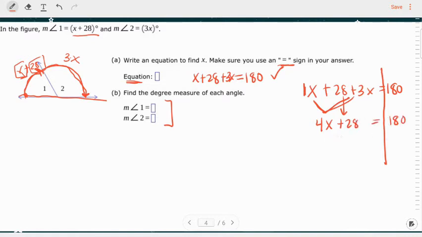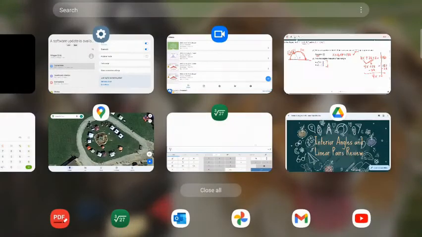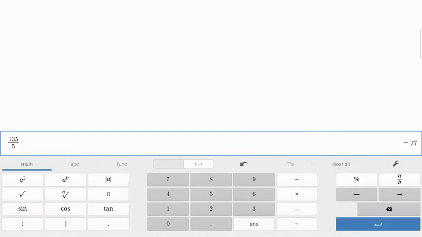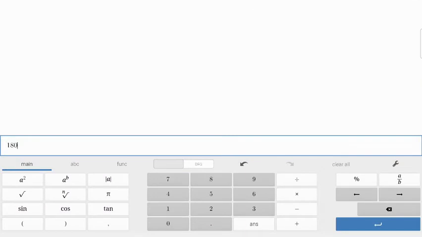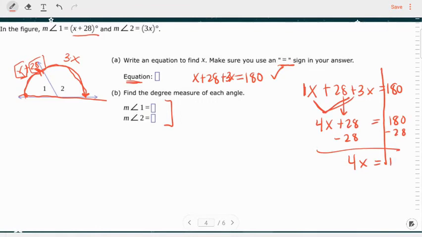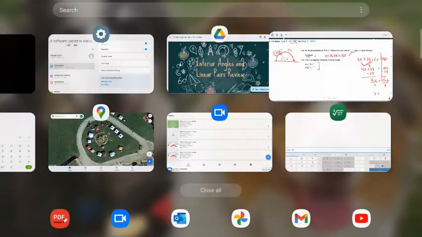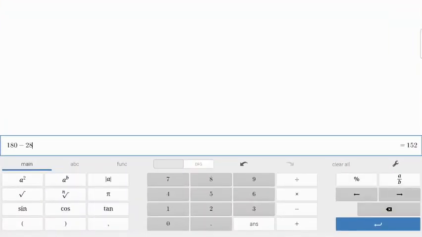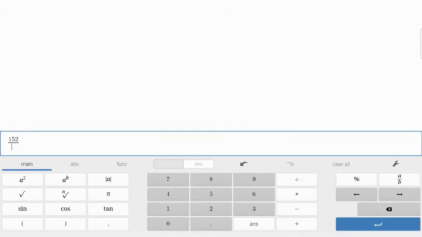Again, we're just solving this equation. So remember, we undo the plus 28 by subtracting 28. 4x is equal to 180 minus 28. 180 minus 28 is 152. Divided by 4. We always divide to get rid of something that's being multiplied. So 152 divided by 4 is 38.